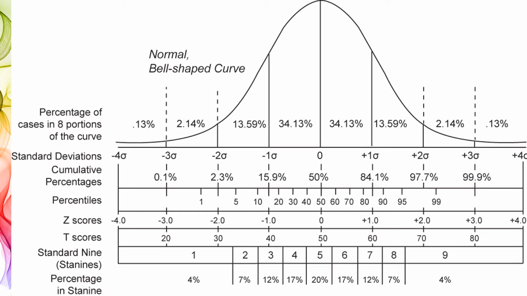And about the t-score, the average of the t-score is 50. Over 2/3 of t-scores are between 40 and 60. Over 95% of t-scores are between 30 and 70.